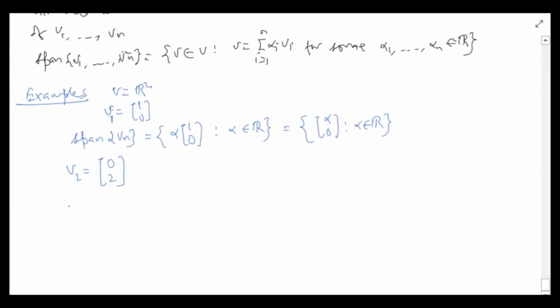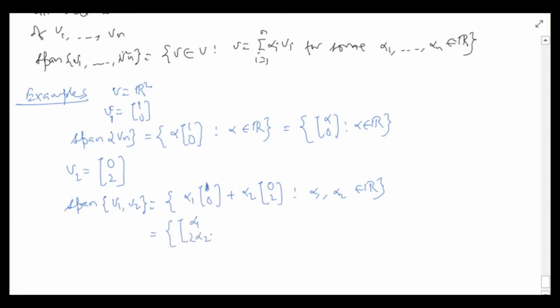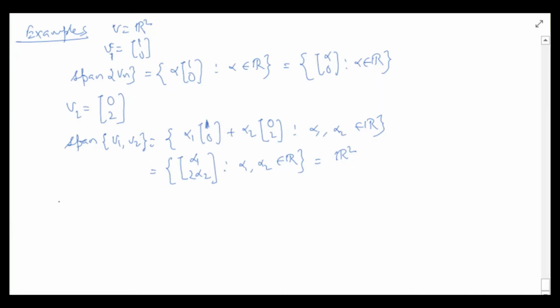Let me take another vector V2 to be, say, 0, 2. Now what is span of V1, V2? Span of V1, V2 is the collection of all vectors alpha 1 times 1, 0 plus alpha 2 times 0, 2, where alpha 1, alpha 2 are real numbers. In other words, this is the collection of all vectors of the form alpha 1, 2 alpha 2, where alpha 1 and alpha 2 are real numbers. It can be seen that this is the whole R2. So span of V1 and V2 is the whole of R2.